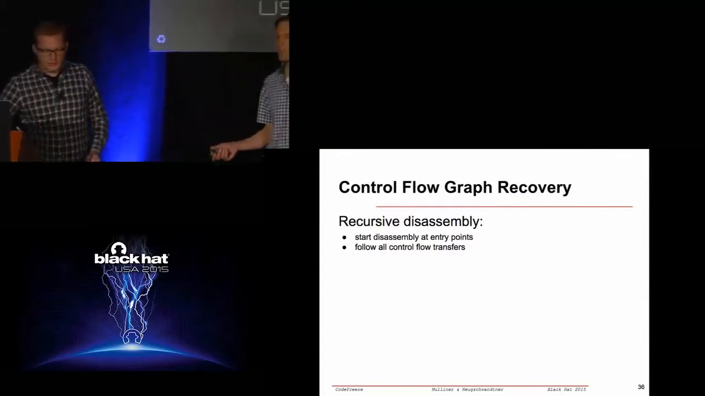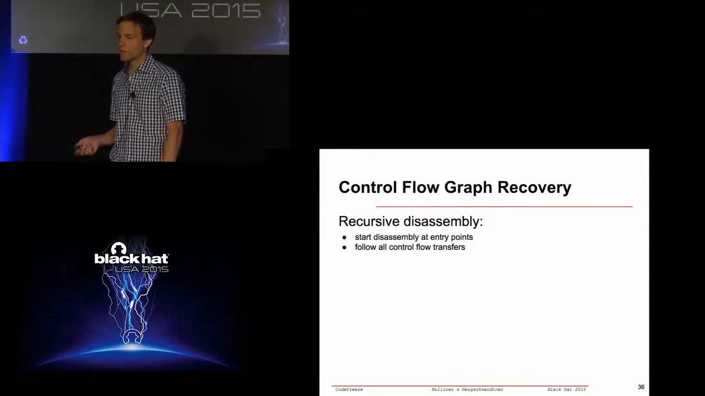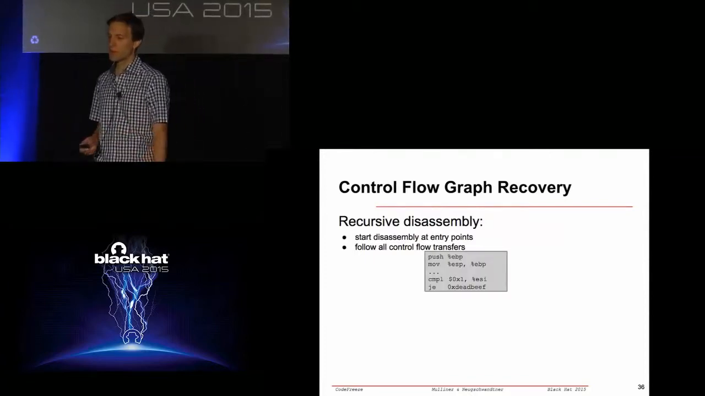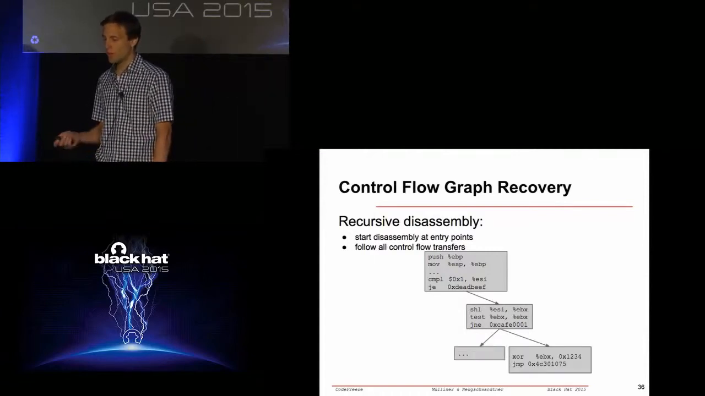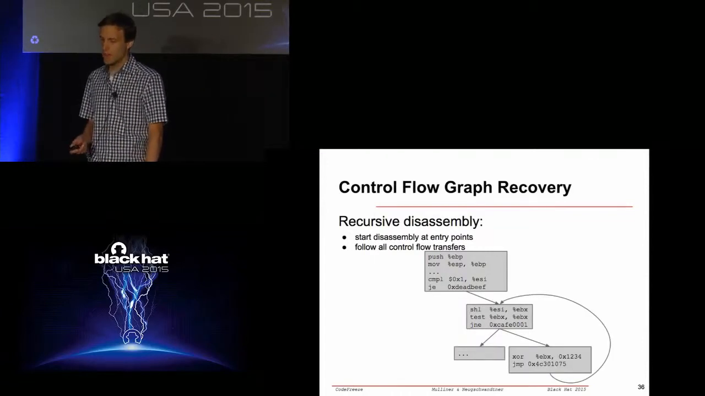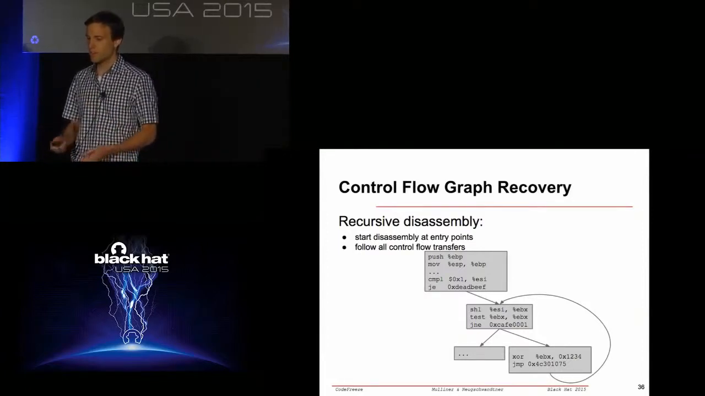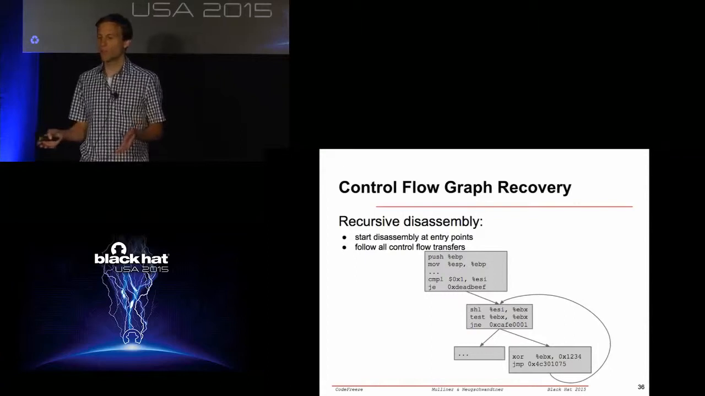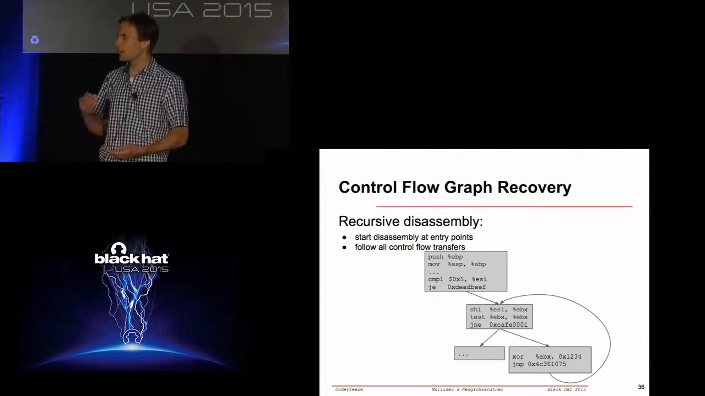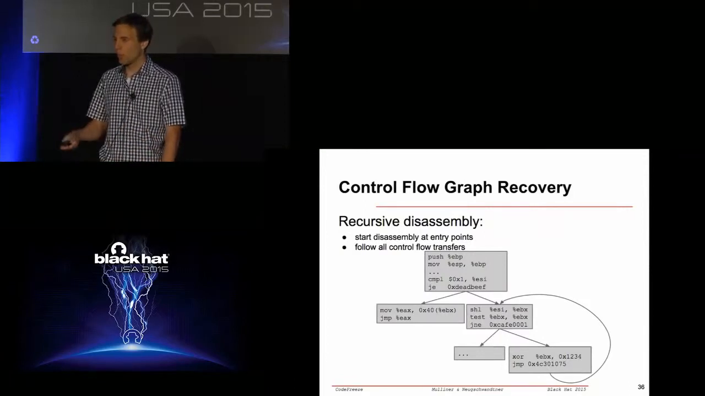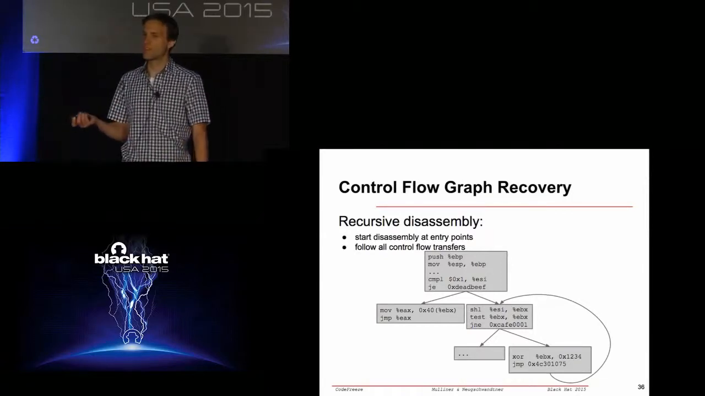Since we work with binaries, the very first step that we need to do is control flow recovery. For that we use recursive disassembly. We start disassembly at the entry points, and then we follow all the control flow transfers and resolve them, split up in basic blocks and so on. This is actually not a problem at all, as long as you have direct control flow transfers, where the address is actually in the code, so we know where to follow. Where this doesn't work that well is with indirect control flow transfers.